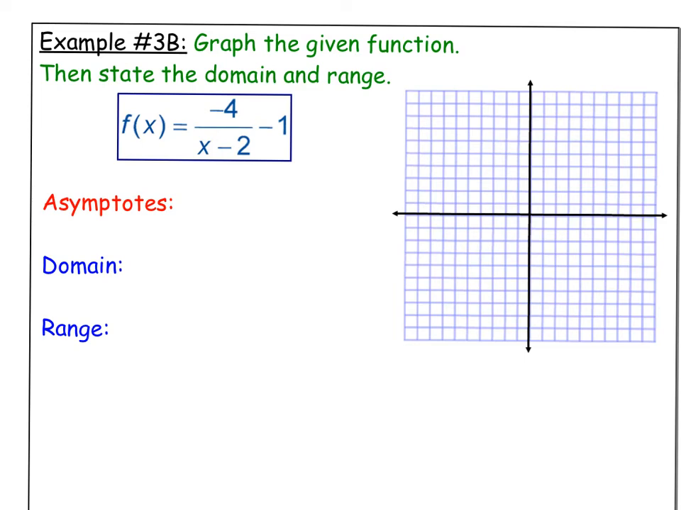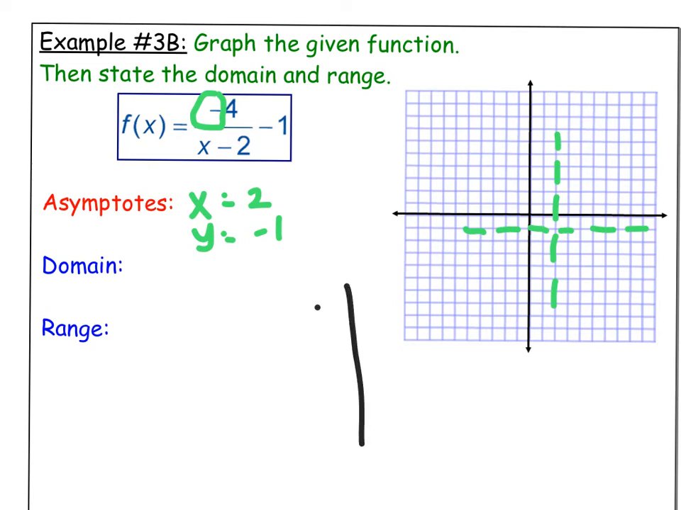And then example 3b. Now this one does have a negative 4, so you've got to be careful here. Once again, the asymptotes are x equals 2 and y equals negative 1. Nothing changes there. So let me graph these. In this case, I'll graph the asymptotes in green. x equals 2 is right here. y equals negative 1 is right here. Now where do my branches go? Let's check it out. Make a table.